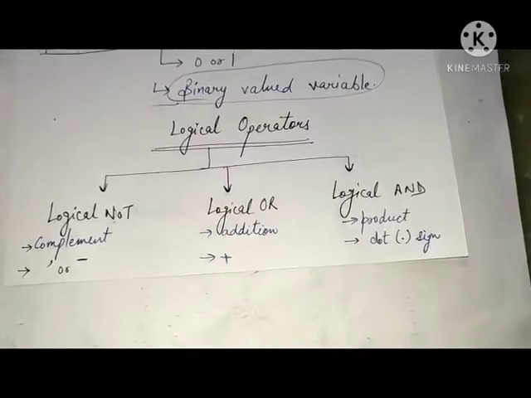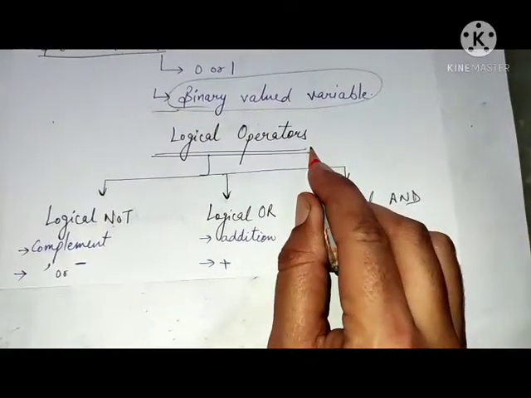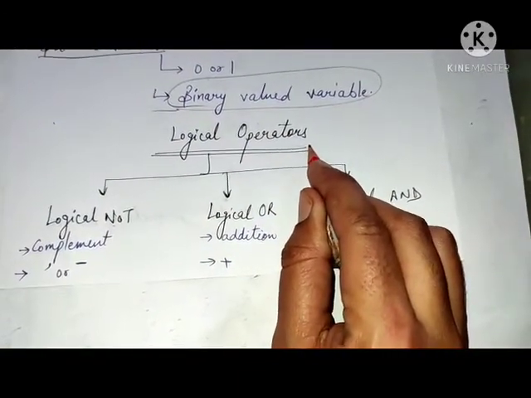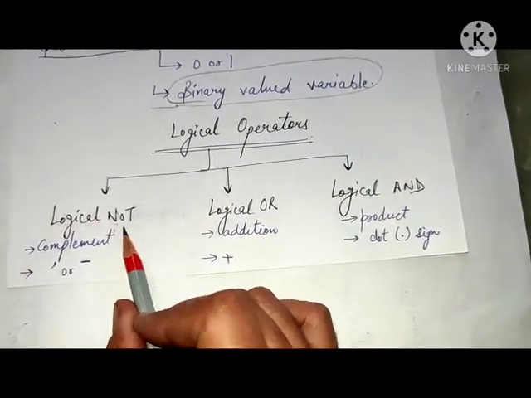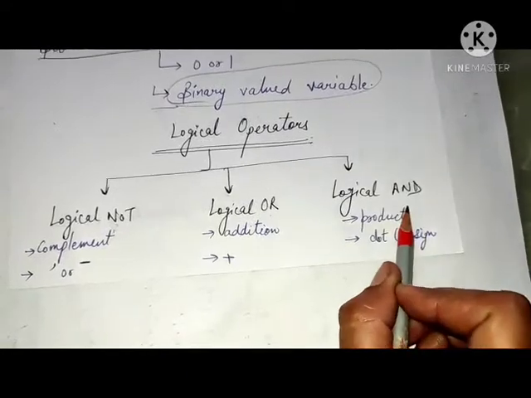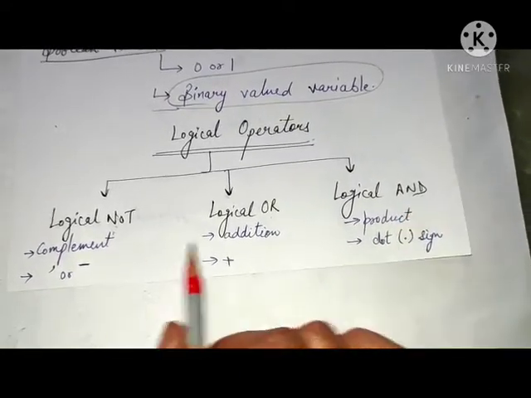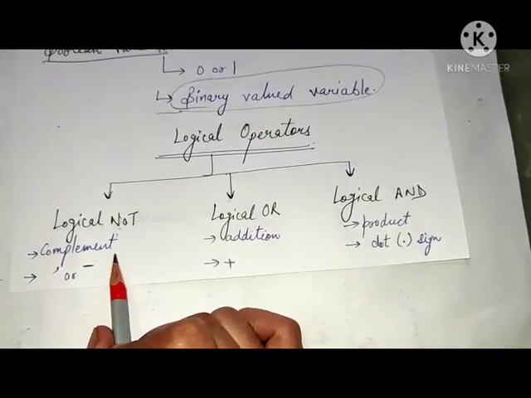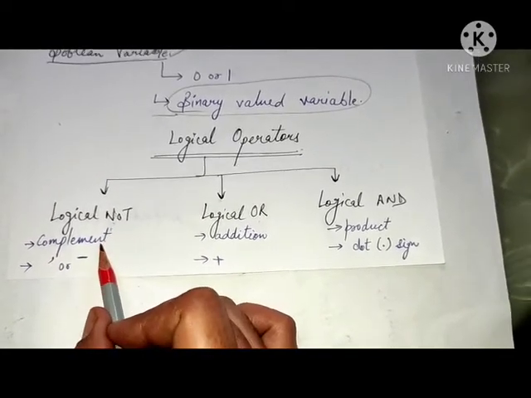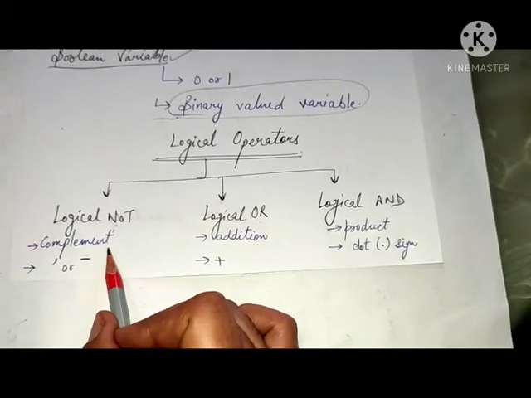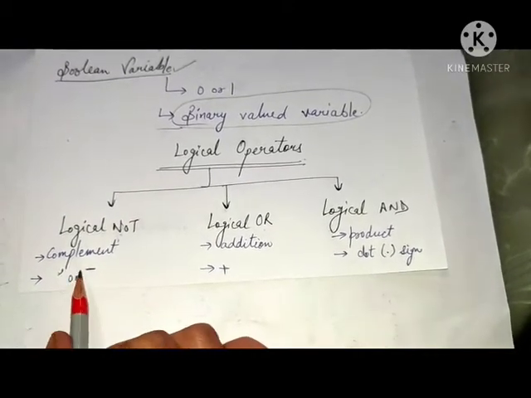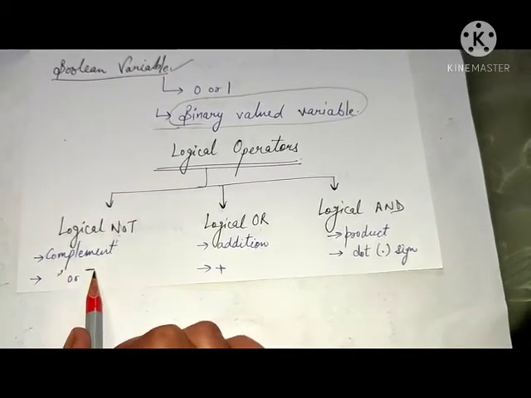Now what are the operators that are used in Boolean algebra? Logical operators are used in Boolean algebra, and there are three types of logical operators: logical NOT, logical OR, and logical AND. Firstly, we have to discuss the logical NOT. This logical NOT provides the complement of any given binary valued quantity, that is truth value.